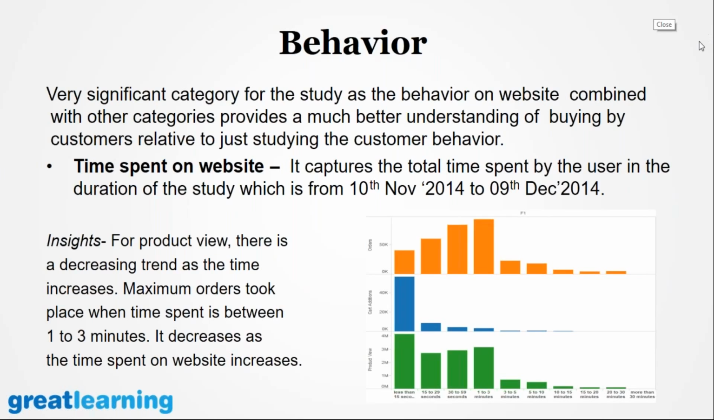Now the behavior. This was a very significant variable or category which we figured out. So behavior is a very significant category for the study, as the behavior on website combined with other categories provides a much better understanding of buying by customers relative to just studying the customer behavior. Now there were like 10 different variables for the behavior category.